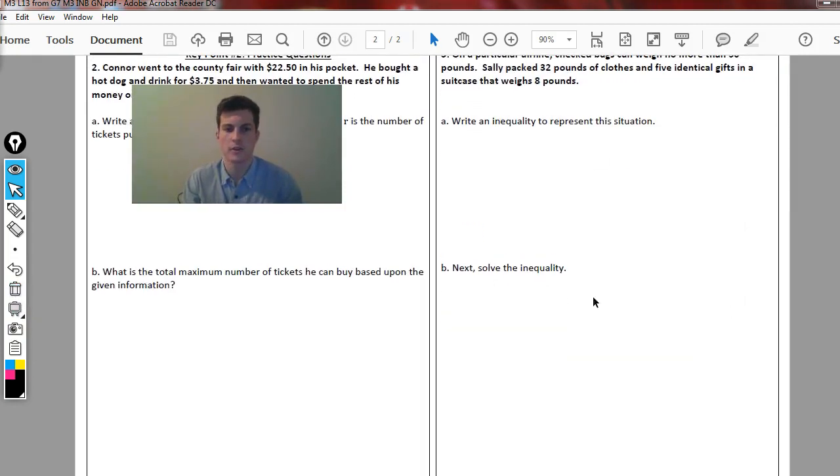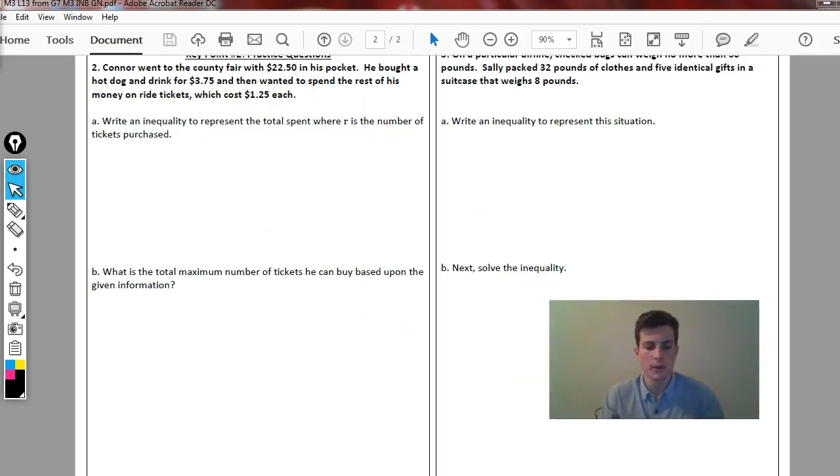Let's scroll down here. So next we're going to go through number 2. It's another real world example. It says, Connor went to the county fair with $22.50 in his pocket, and he bought a hot dog and a drink for $3.75, and then wanted to spend the rest of his money on ride tickets, which cost $1.25 each. Write an inequality to represent the total spent, where R is the number of tickets purchased.